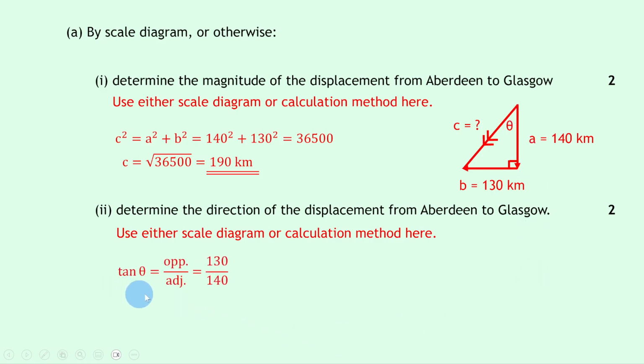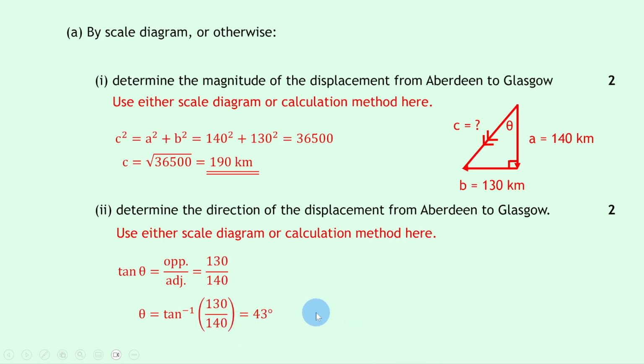So we're going to use tan theta equals opposite over adjacent, and opposite the angle we have 130 kilometres, and adjacent to the angle 140 kilometres. So that's equal to 130 divided by 140. And to get theta on its own, we need to do inverse tan or shift tan in your calculator of 130 over 140, which should give you 43 degrees.